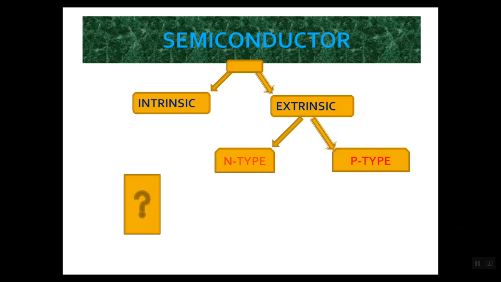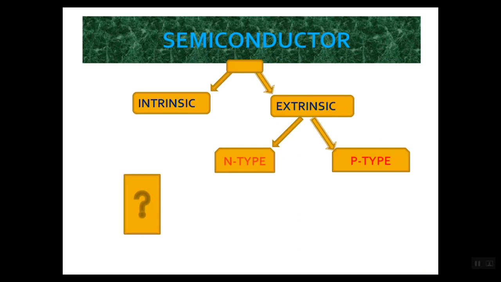Let's see. So this is semiconductor. It denotes a solid state material whose resistivity lies somewhat between conductor and insulator. So you can say it is neither pure insulator nor conductor. So mostly used semiconductors are silicon and germanium elements.